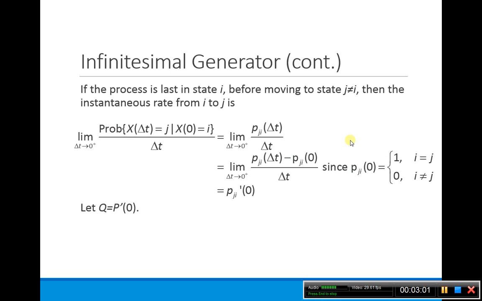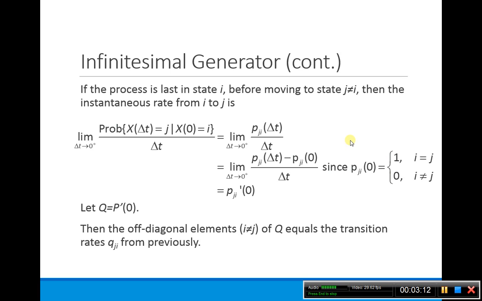So we're going to let Q, which is going to be our infinitesimal generator, be P prime of 0. So if we think about the off-diagonal elements of our Q matrix, basically j not equal to i, then all of our off-diagonals are simply defined as those rates of change from i to j, or q_ij, that we talked about previously. So all of our off-diagonal elements are the same as what we talked about before.